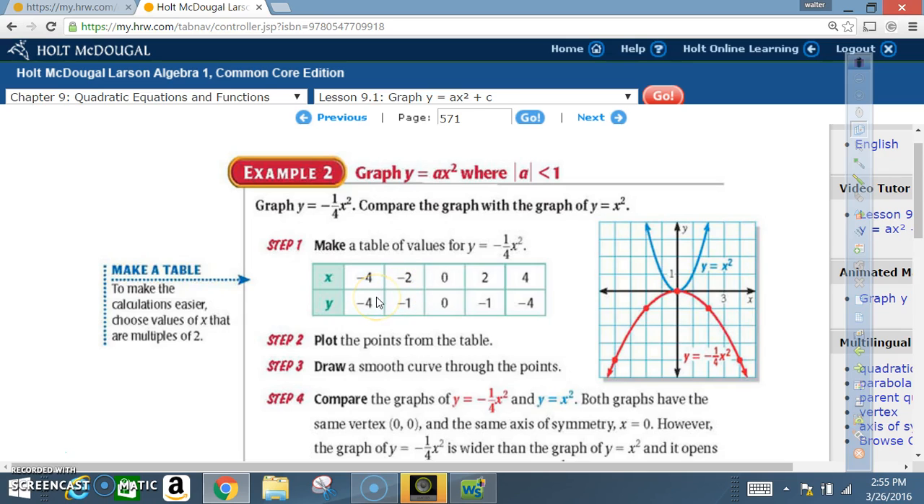Now, we're going to do the same thing we did in example 1, except that instead of using 0, 1, and 2, and negative 1, negative 2, we're going to use 0, 2, and 4, and 0, negative 2, and negative 4. Why? Because we're working with 1/4. So we want our x's to be easily divisible by 4. And we can do that with 2 and 4 and 0.